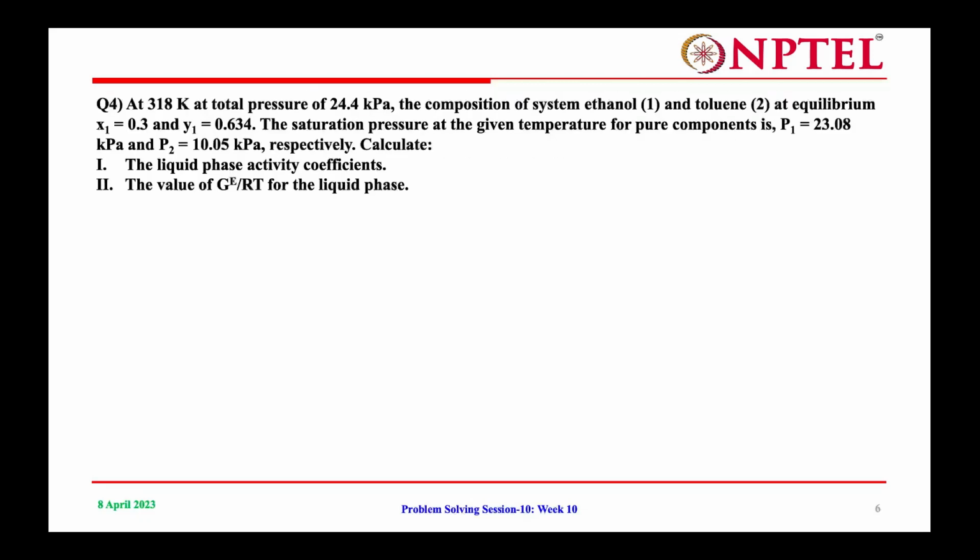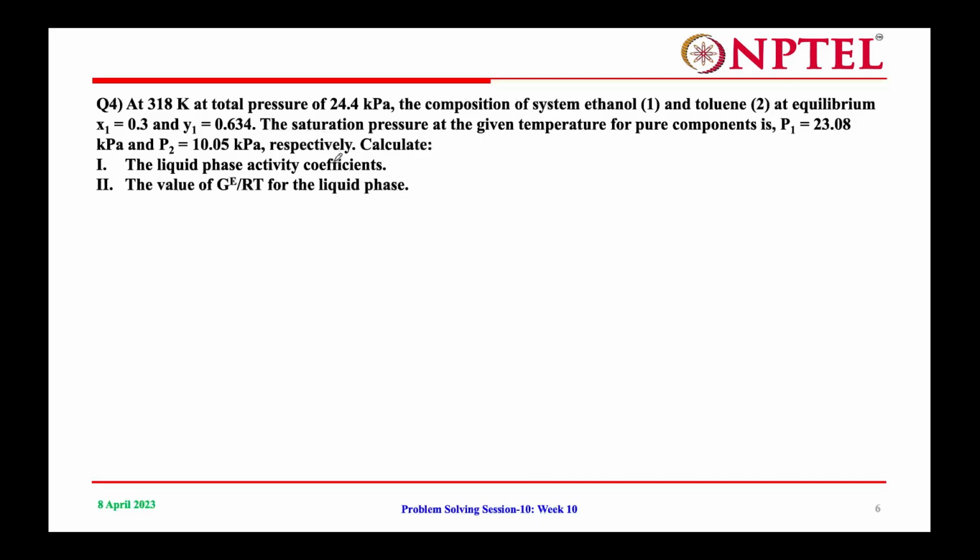Now moving to question number 4. At 380 Kelvin and a total pressure of 24.4 kilopascal, the composition of the system ethanol and toluene, denoted by 1 for ethanol and 2 for toluene, at equilibrium is x1 equal to 0.3 and y1 equal to 0.634. The saturation pressures of the pure components are P1 equal to 23.08 kilopascal and P2 equal to 10.05 kilopascal respectively. Calculate the liquid phase activity coefficients, and second, the value of G by RT for the liquid phase.